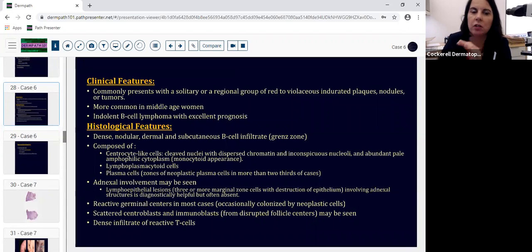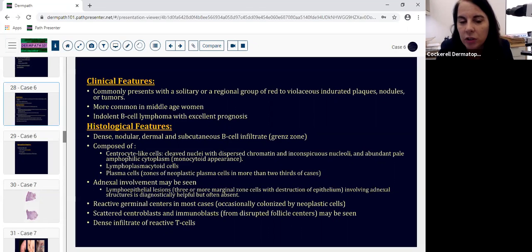The clinical features: it presents as a solitary or regional group of red to violaceous indurated plaques, nodules, or tumors. It's more common in middle-aged women. It's an indolent B-cell lymphoma with an excellent prognosis when it's in a primary cutaneous lesion. There was a dense nodular dermal and subcutaneous B-cell infiltrate. There was a small Grenz zone, but most of the time the cells are composed of centrocytes.